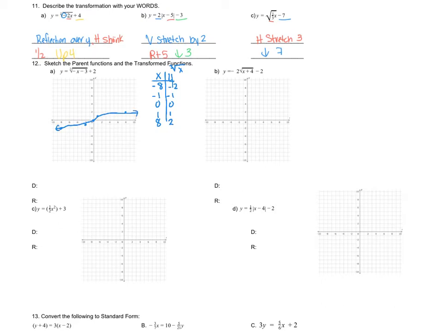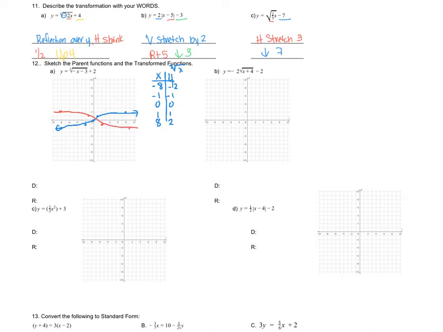Then we're going to reflect it over the y-axis. Over the y-axis, so this guy's going to come over here. This guy's going to come over here. This guy's going to come over here. And this guy's going to come over here.